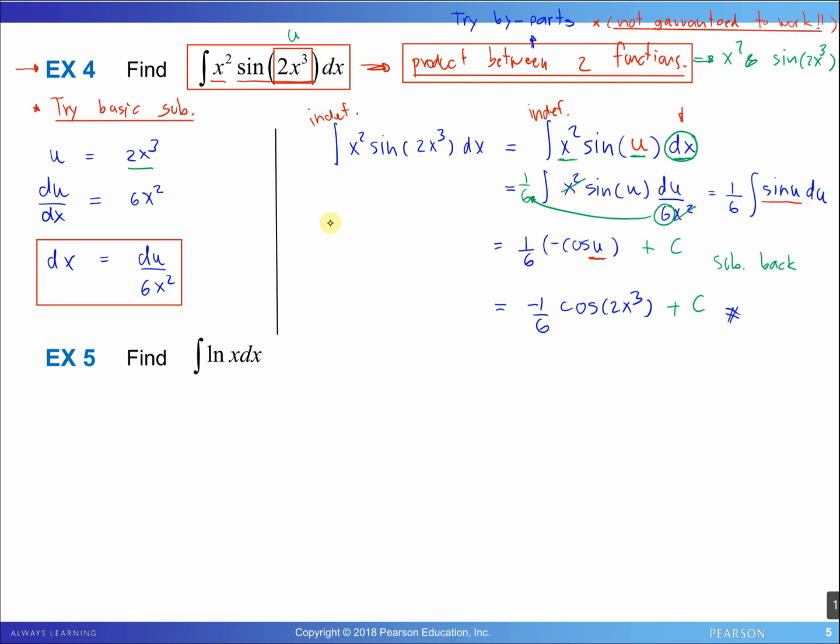Let's also make a note down here that sometimes an easier method, like basic sub, can solve the problem as well. This is telling us that we should try the easier one, like basic sub, before trying by parts.